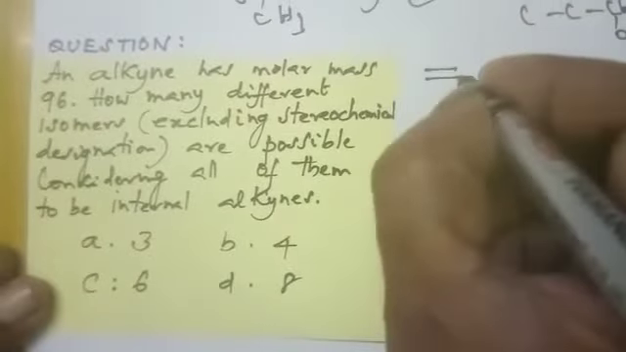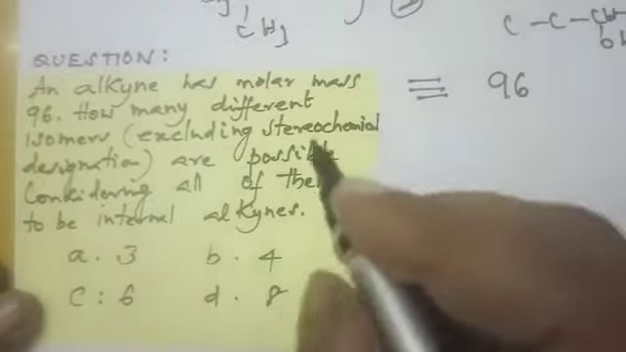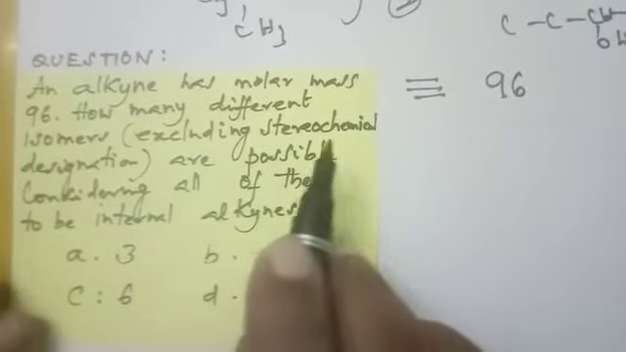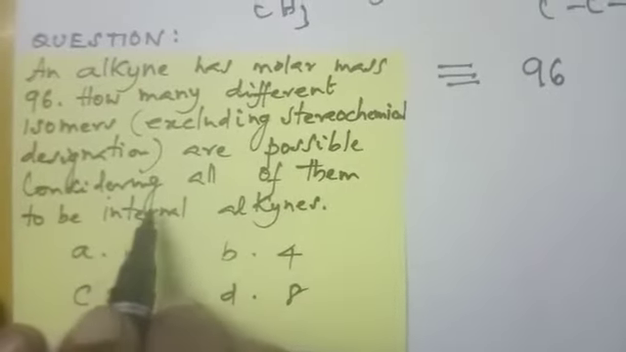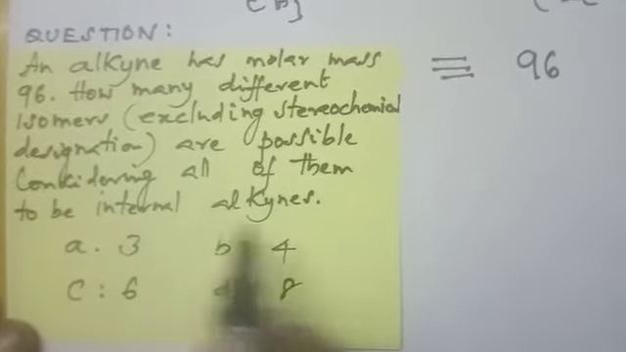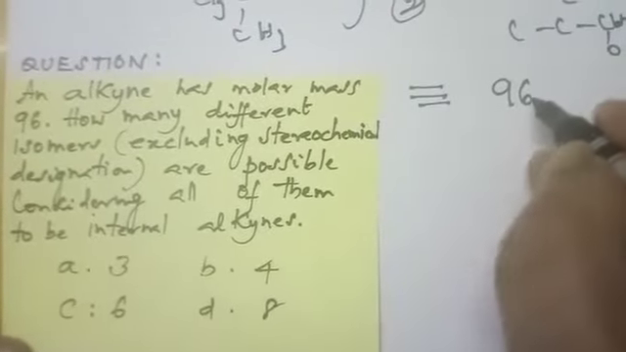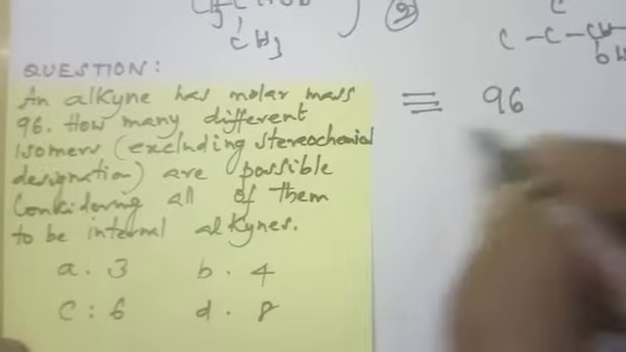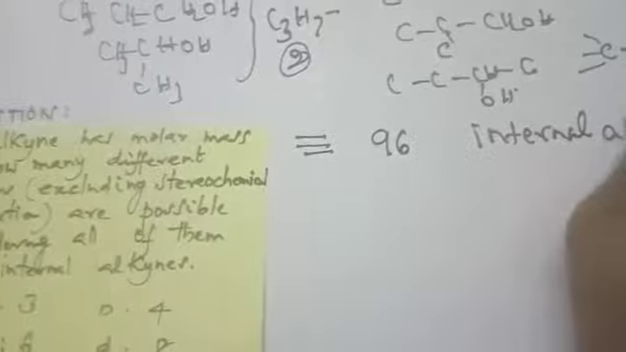Now coming to the question. Let us see the question. An alkyne, that is, with a triple bond, has a molar mass of 96. How many different isomers, excluding the stereochemical designation, are possible considering all of them are internal alkynes? So you are provided with an alkyne with molar mass 96 and you have to write only the internal alkynes. How many isomers are possible?